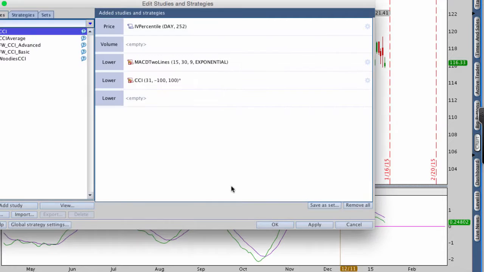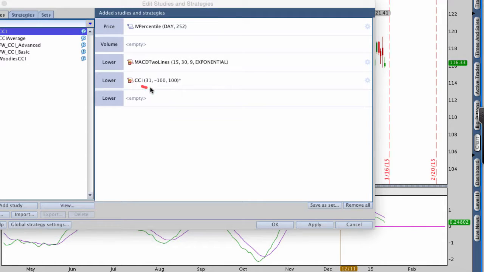And what widening it out to 31 does is it takes in more data and gives us a smoother transition. So if you have a 14-day setting on your CCI, you're going to get a lot of signals because it's based on data going back and forth about 14 days.